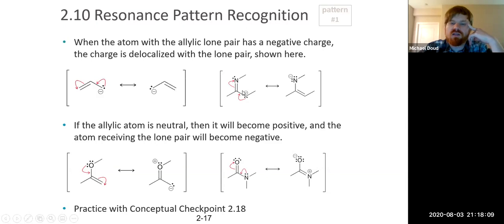Similarly here, in the second one, we start with a carbanion, and you end up with a negatively charged nitrogen. So there, the negative charge is split between the nitrogen and the carbon.